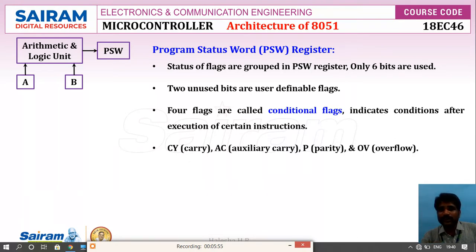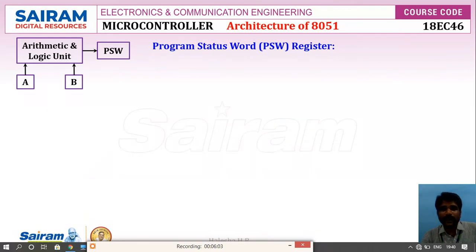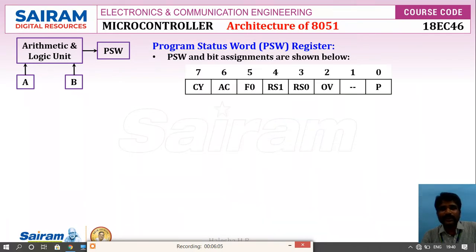2 unused bits are user definable. And among the 6, 4 are conditional flags. They are carry flag, auxiliary carry, parity and overflow. So now we will see the bit assignment. These are bit numbers 0, 1, 2 up to 7. From MSB it is carry flag (CY), auxiliary carry, user defined, register select. So we'll see all this in brief.